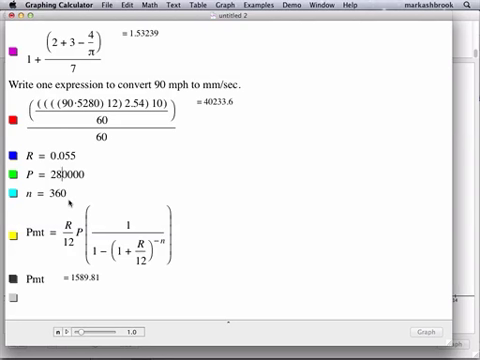Okay, method 2. Method 2 would be utilizing graphing calculator's ability to do functions. And using functions is where this becomes very, very powerful. I'm just going to start over.